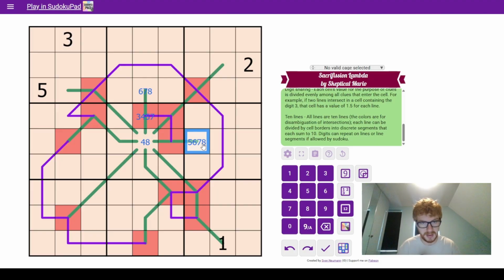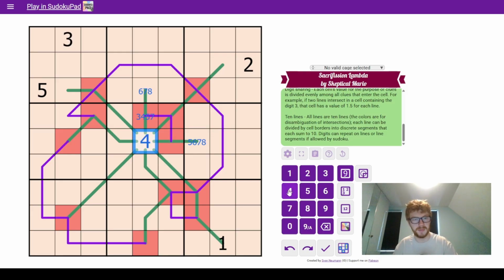So if that's an 8, that has to be a 5, because no other digit would work. Because 6 forces another 6 there. So does 5 with an 8 work? 5 plus 1 makes 6, so we need 4 more, that has to be another 8. That doesn't work, so we know that that's a 4. So that's not a 4.